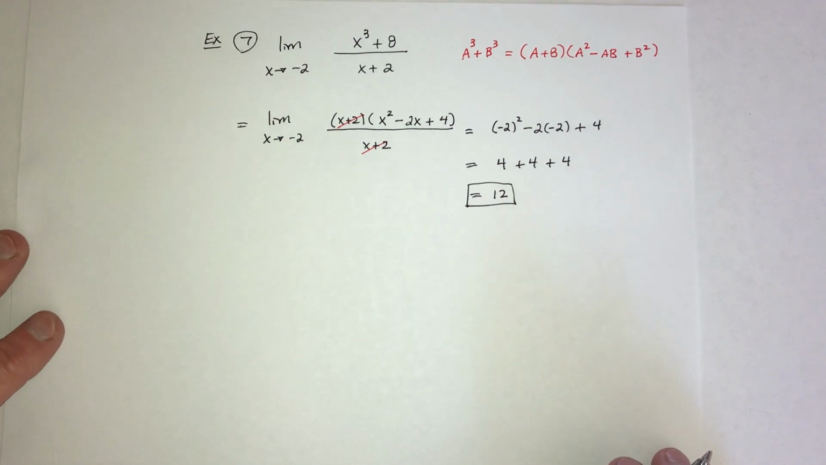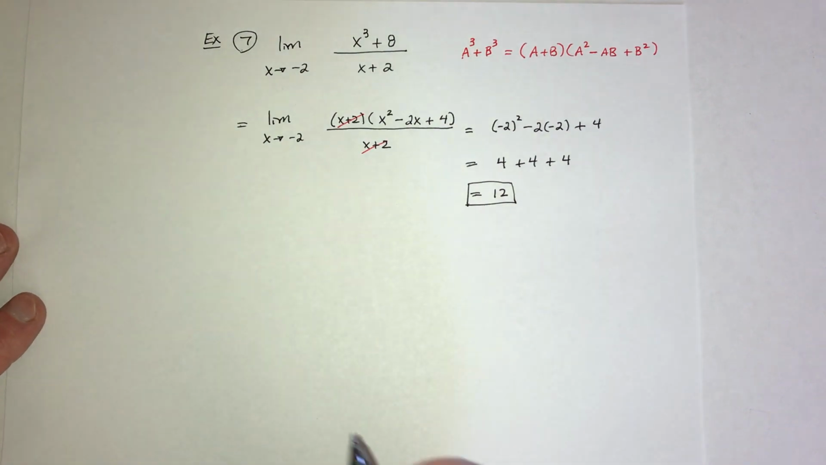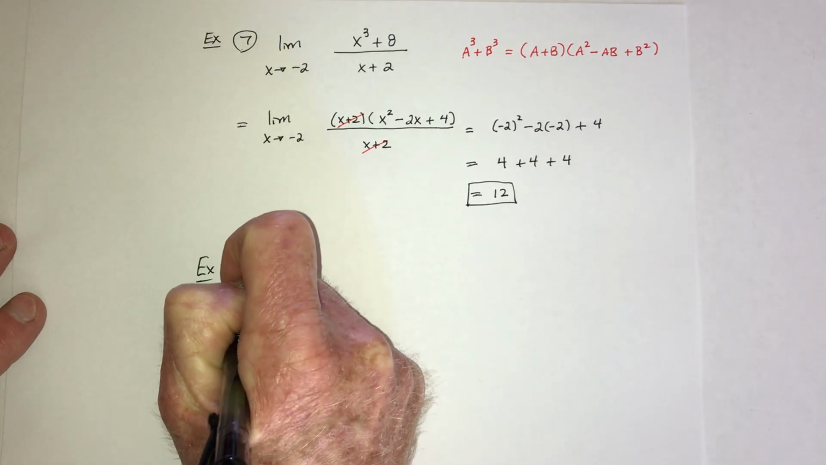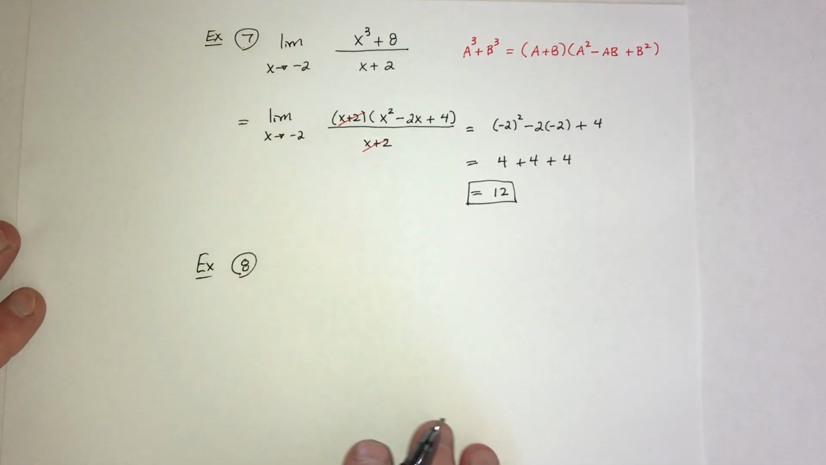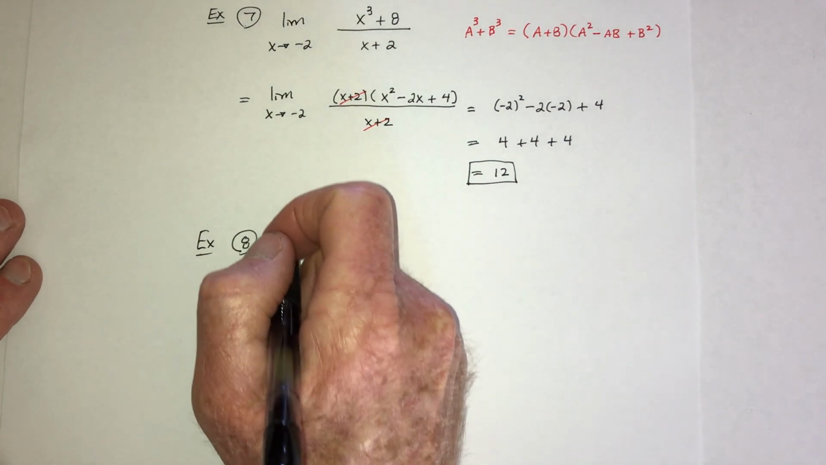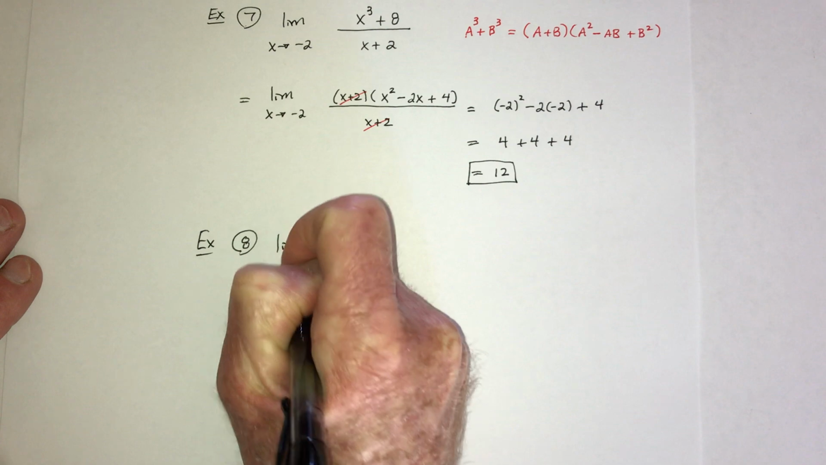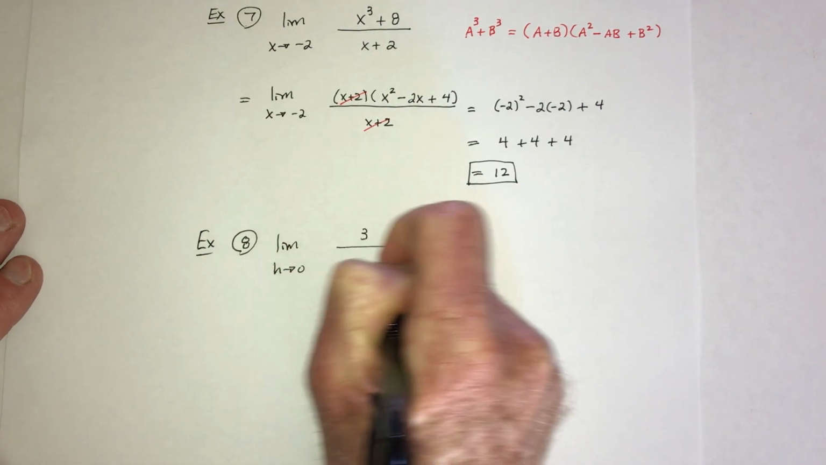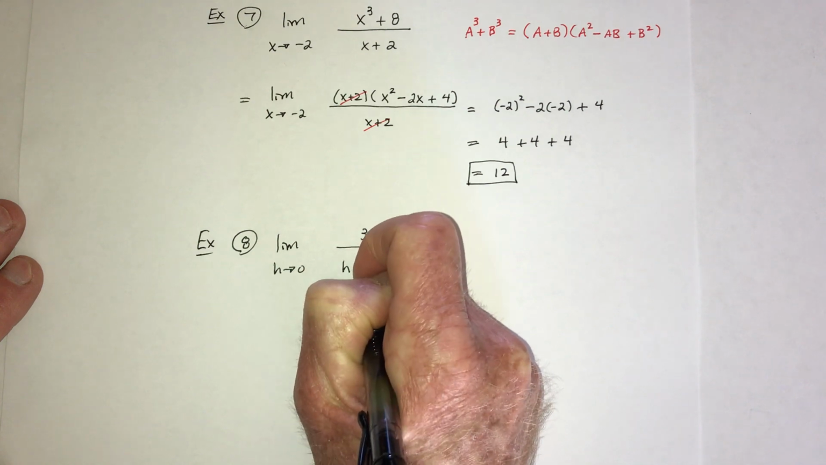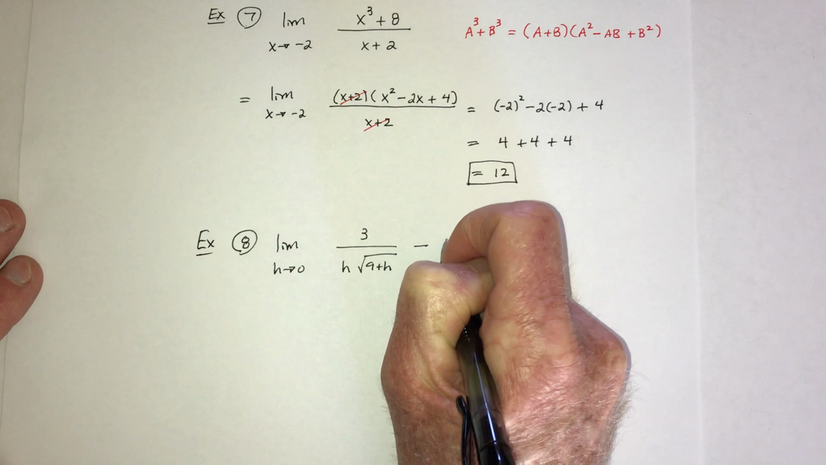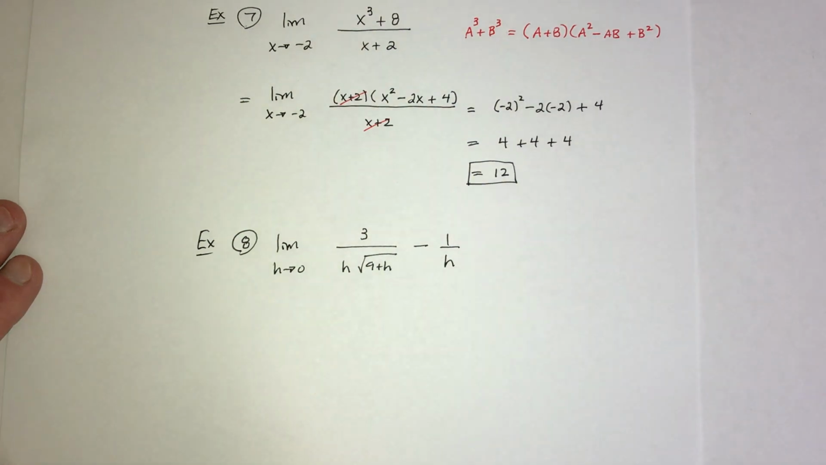And then let's do one more. So for example number 8, let's try a challenging one. The limit as h approaches 0 of 3 over h times the square root of 9 plus h, minus 1 over h.